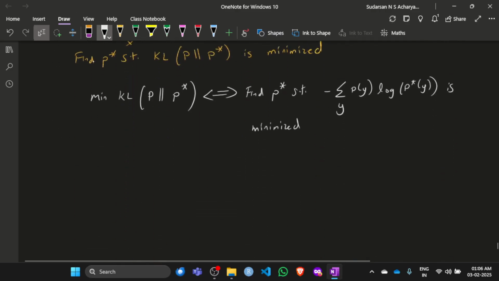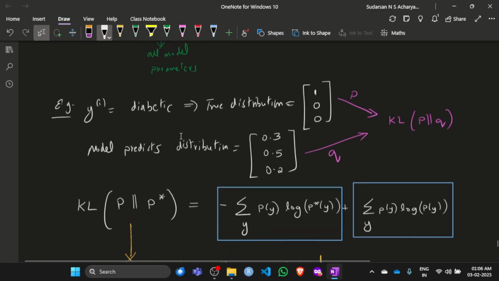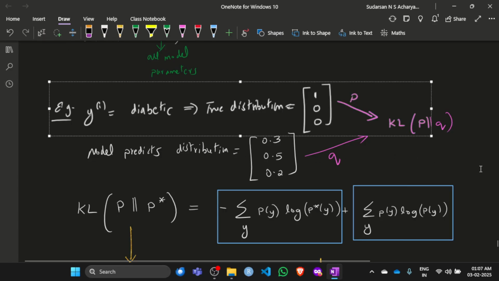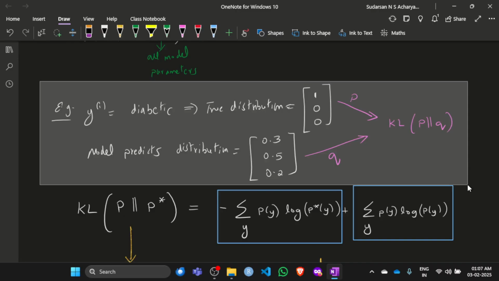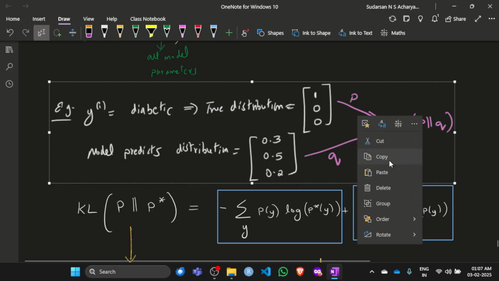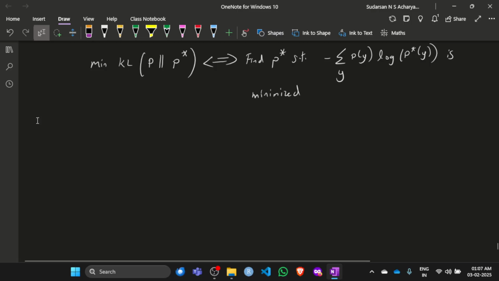So in our example, I'll just copy this example again. Let me copy this, and paste it here.